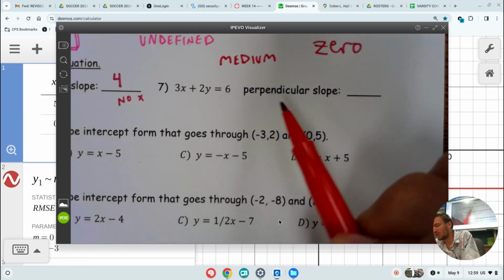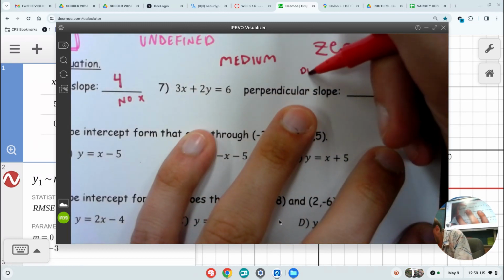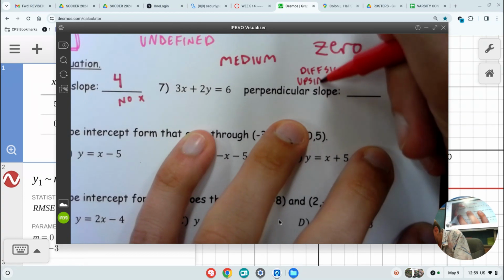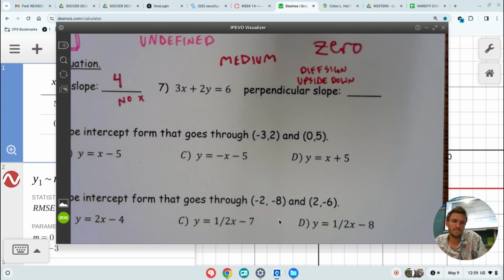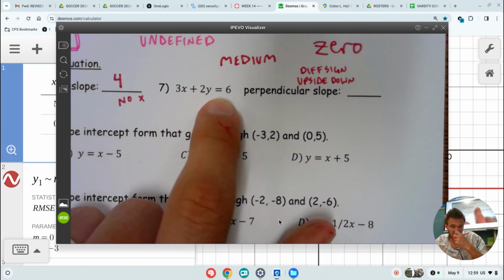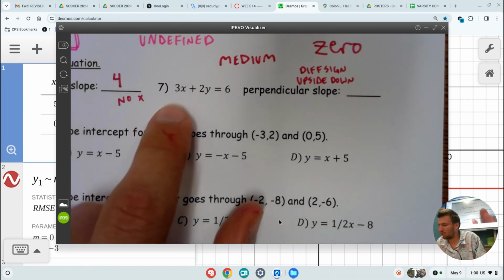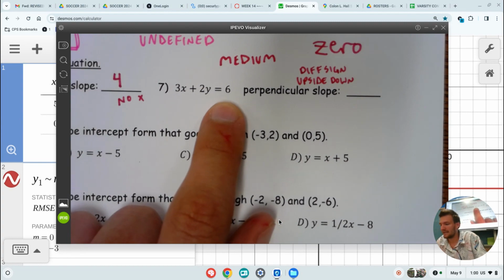We want to get the perpendicular slope, which we know means different sign, upside down. If you want to write that down, you can, right? Different sign, upside down. Then we've got this, 3x plus 2y equals 6. But the problem is the slope is not 3, the slope is not 2, and the slope is not 6.